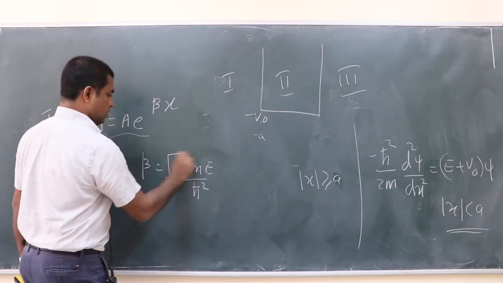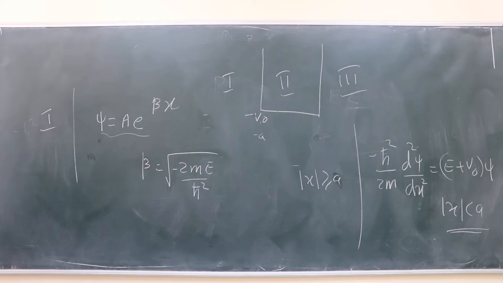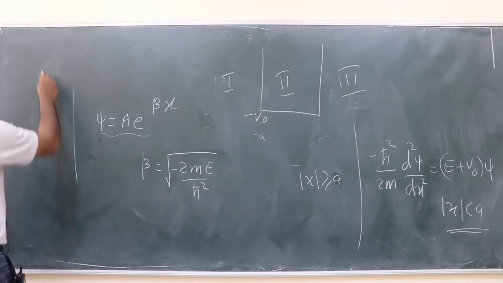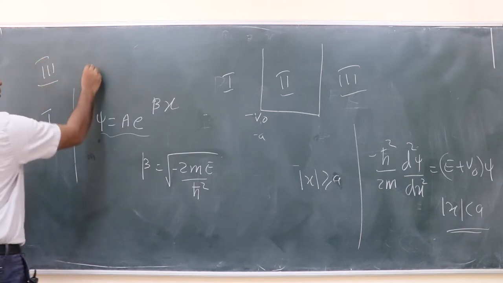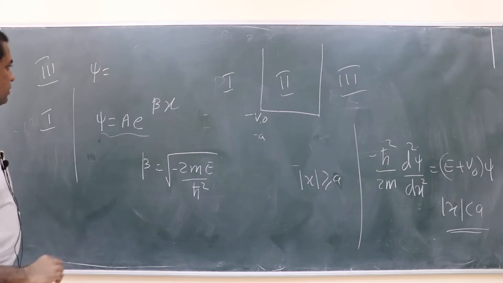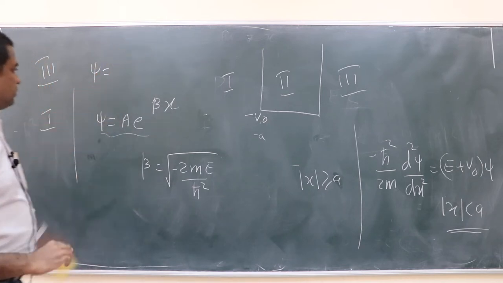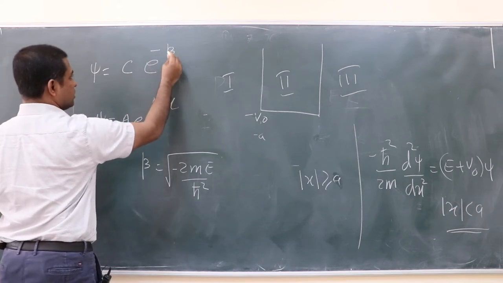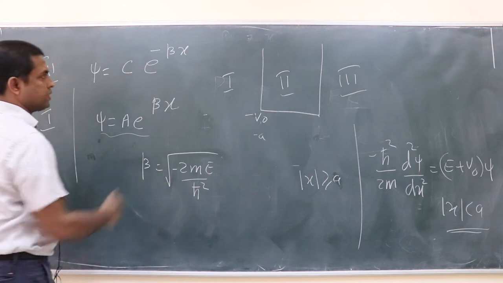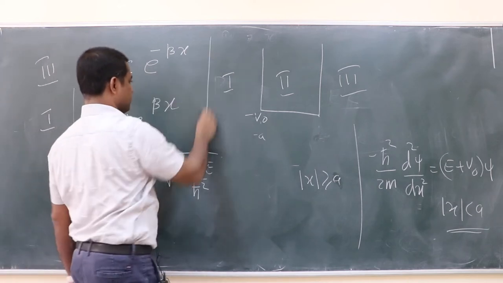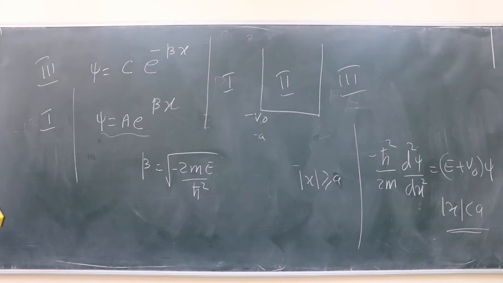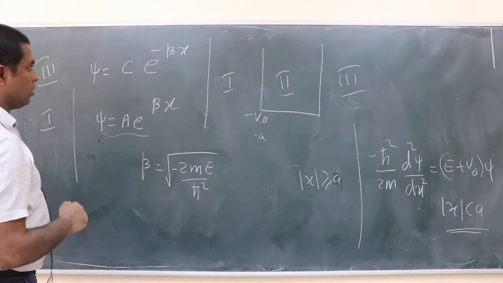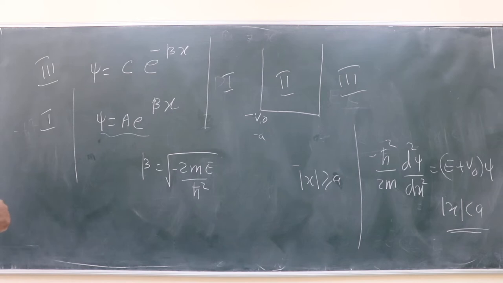There is a minus. Okay, so the inside quantity is positive actually. And what about the place 3? What will be psi equal to? Some C e power minus beta x, but beta is same, right? So that is fine. Okay, so those two cases are clear.